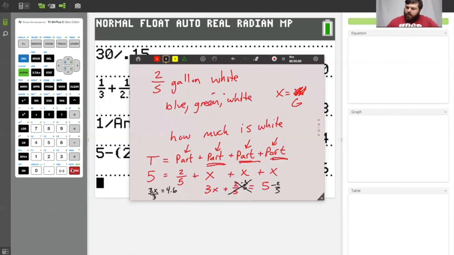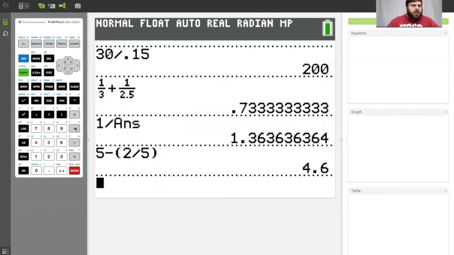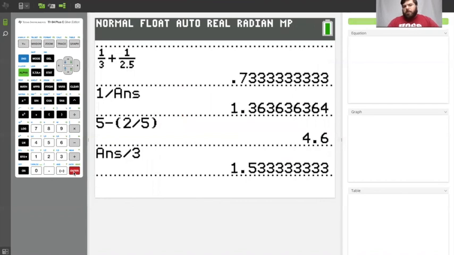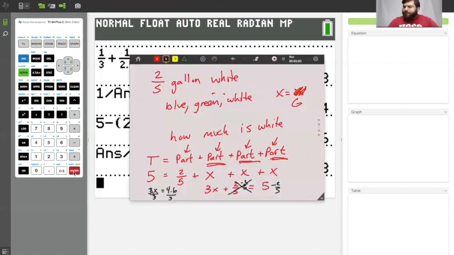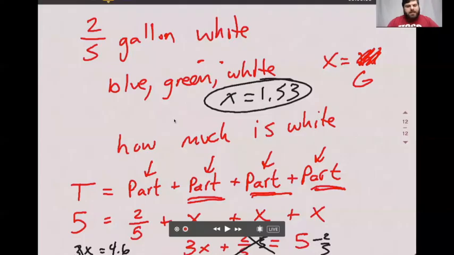Then I divide by 3 on both sides. I'll just divide that by 3, and I get 1.53 repeating. So that's x. We'll round it to that. Now, what is the question actually asking? It's asking how much white is in the bucket. So I know that I had 1.53 gallons of green, 1.53 gallons of blue, and also 1.53 gallons of white. So some people might say, oh, it's 1.53.